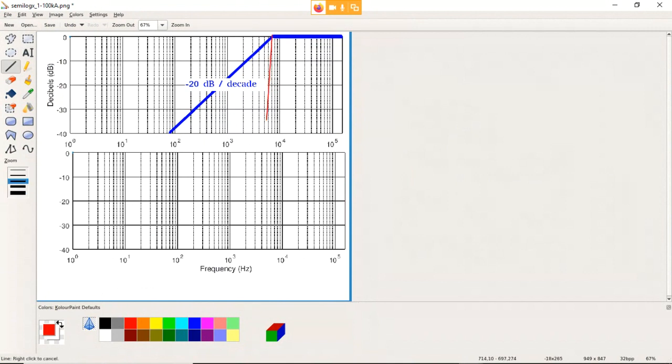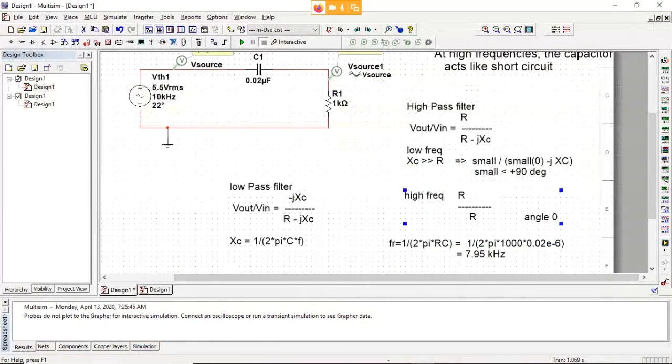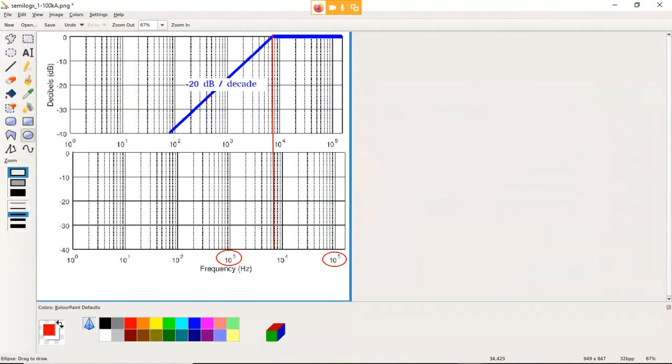And so again, this is our critical frequency that we calculated. Not sure if those are perfectly lined up here, but that's our critical frequency. When we're calculating the angles, we need to move over 1 decade, so we're going to move up 1 decade and down 1 decade to find that critical angle. At low frequency, we're going at plus 90, and at high frequency, we're going to 0.